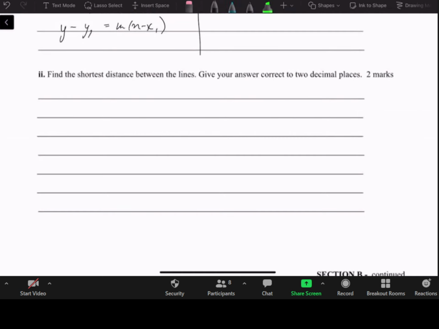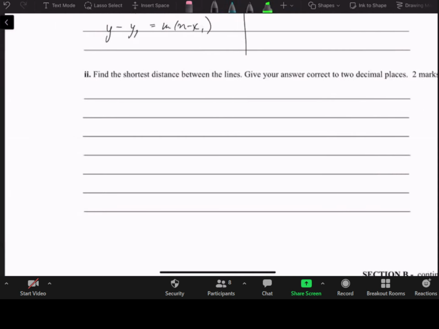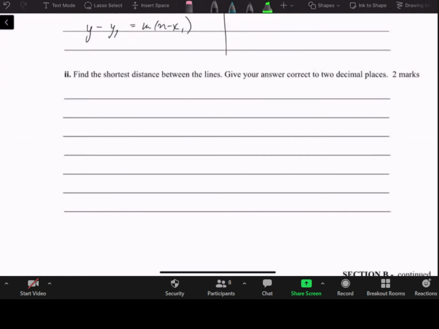So, find the shortest distance between lines. There's 2 ways to do this. Because you know they're parallel, the shortest distance is going to be the same everywhere. So you could do that by finding the perpendicular line, which you already have, and then finding the point where they meet, and then using Pythagoras or something. But just to save time, because it's only worth 2 marks, that would take a while.